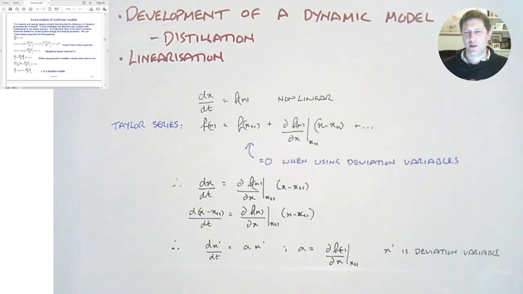and now we can rewrite the equation, where x' is the deviation variable: dx'/dt is equal to a x', and a is equal to the partial derivative of f with respect to x at the point xss. So that's a simple linearisation and an approach that we can employ for cases which are non-linear in the first place.